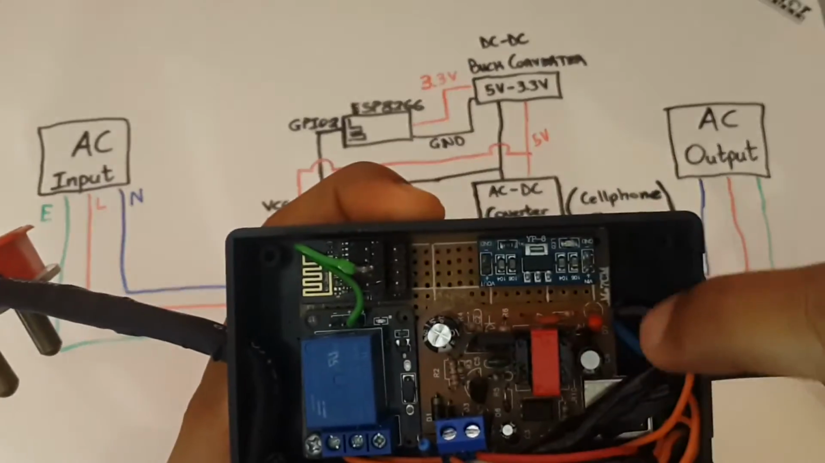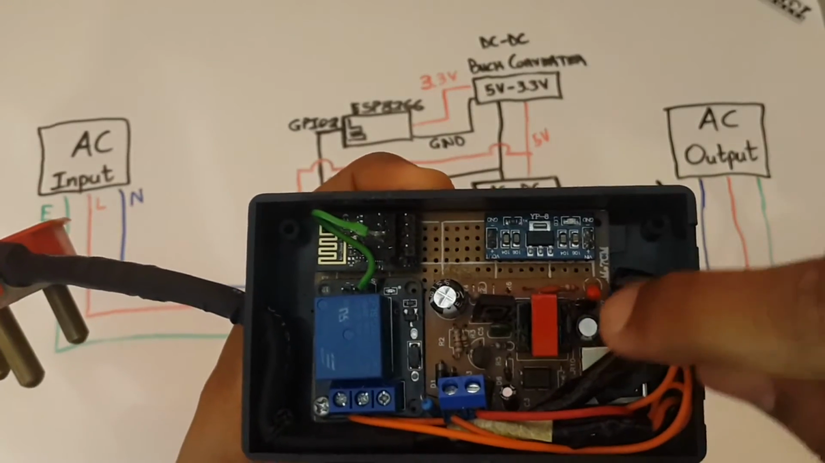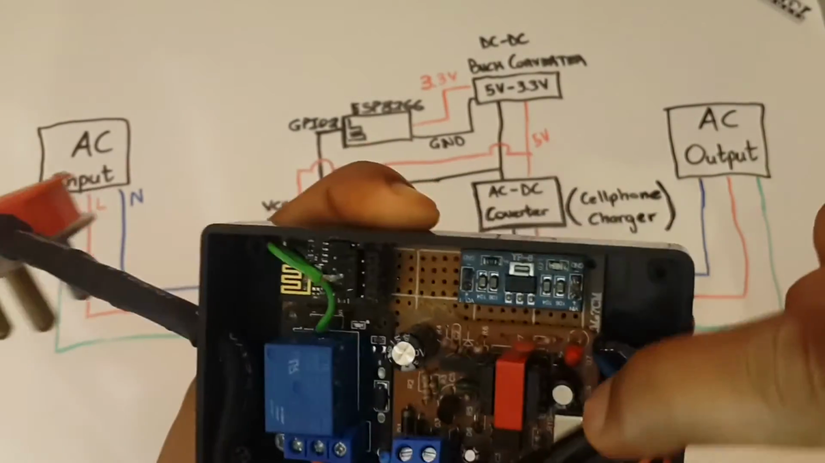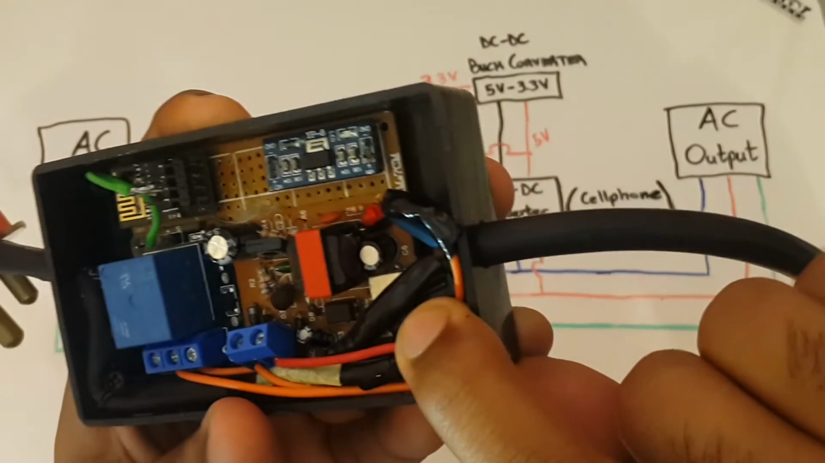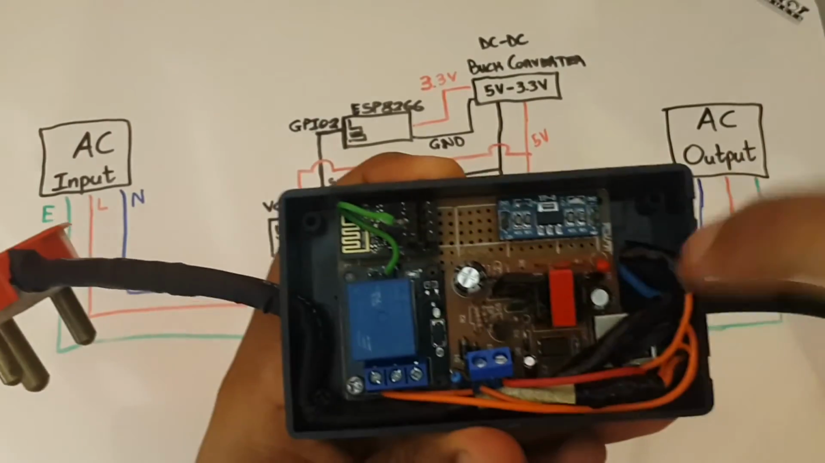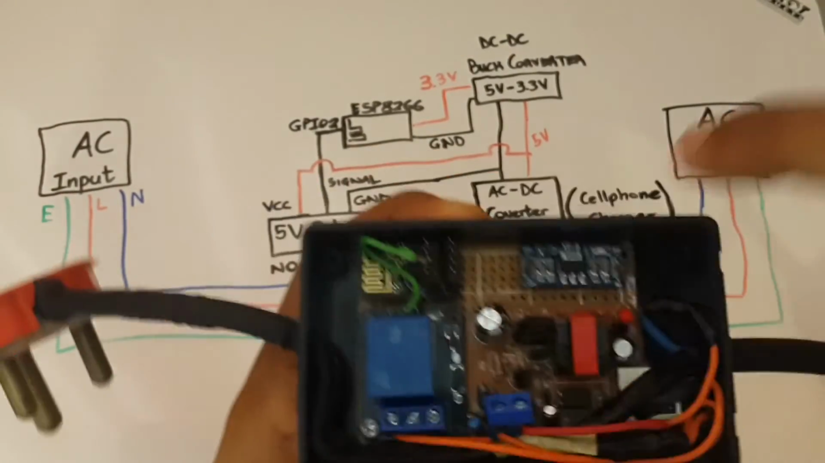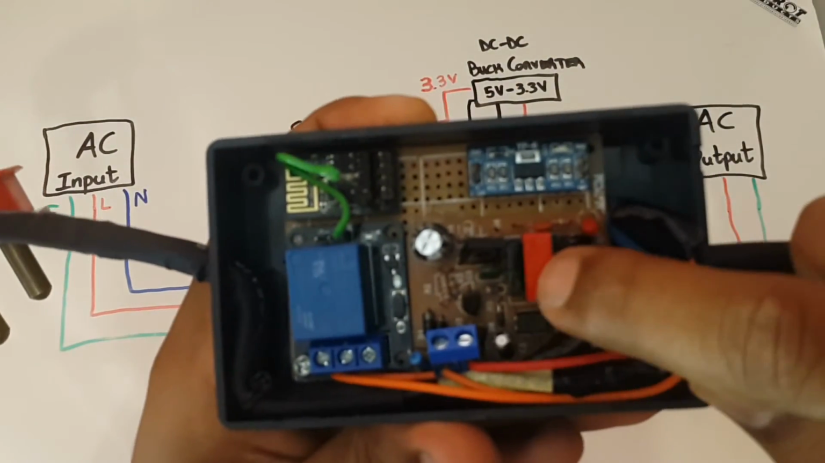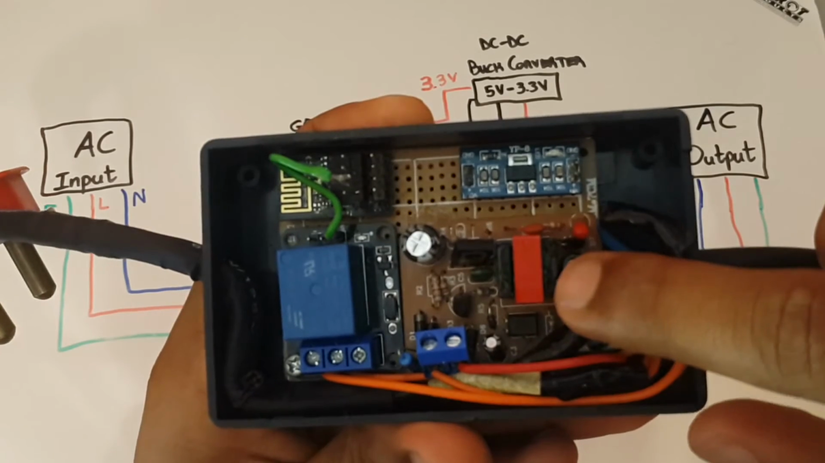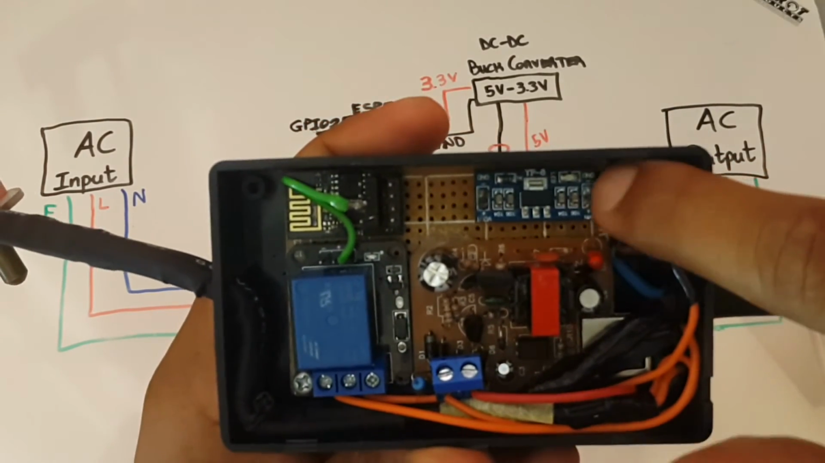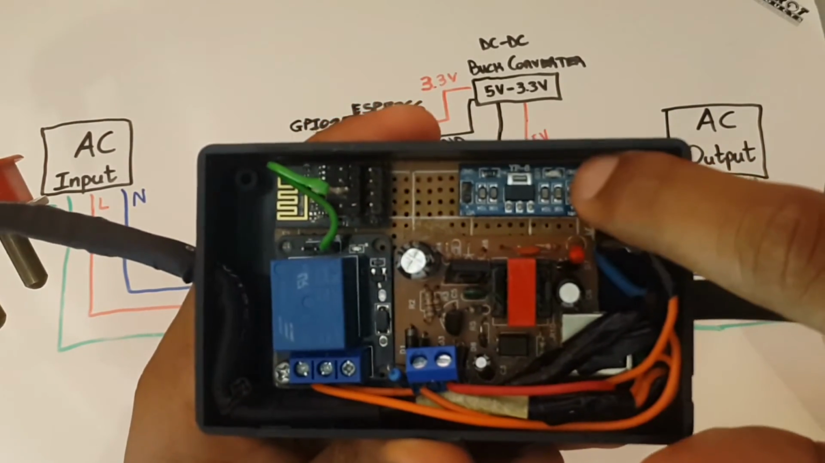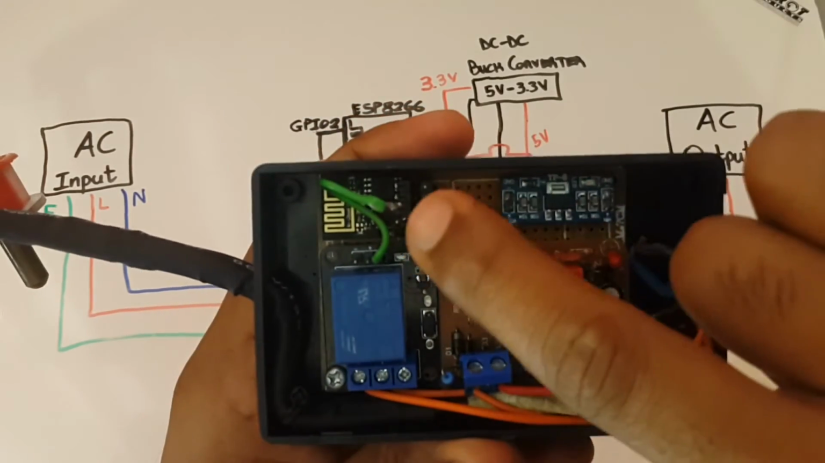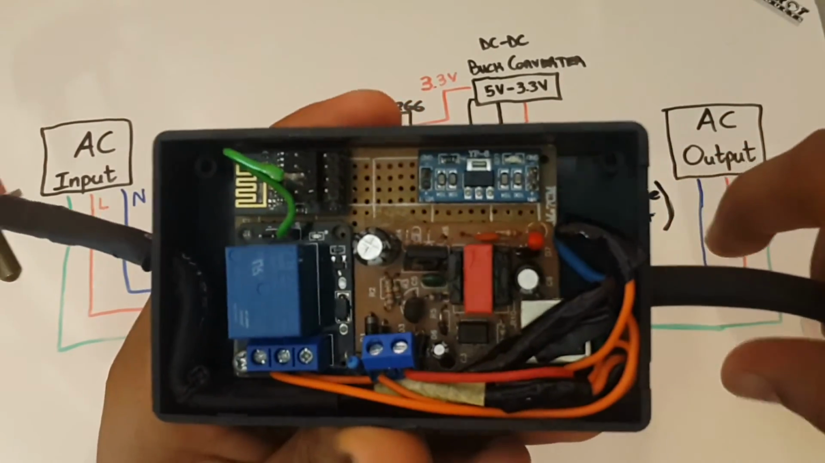This board here is the actual cell phone charger, the inside of the cell phone charger. You can actually see a bit of the USB port down there. So basically this is taking in live and neutral, and that's producing the 5 volts out. The 5 volts is going to go into this DC to DC converter and convert the 5 volts to 3.3 volts, which will be given to the ESP8266.